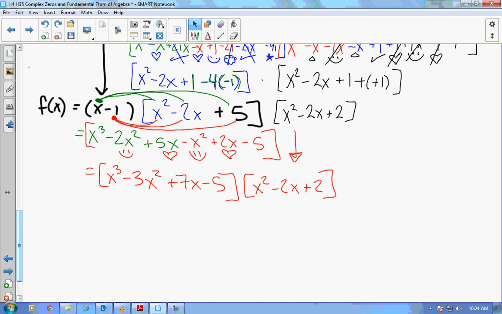Make sure when you're timesing x's, you're adding the exponent. X cubed times x to the second power is x to the 5th.